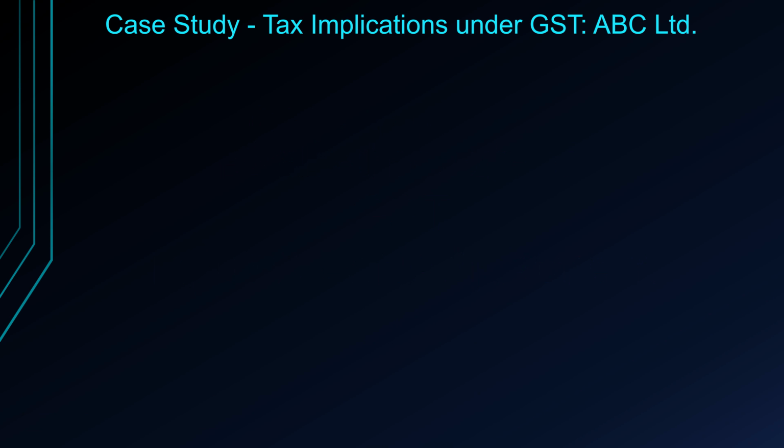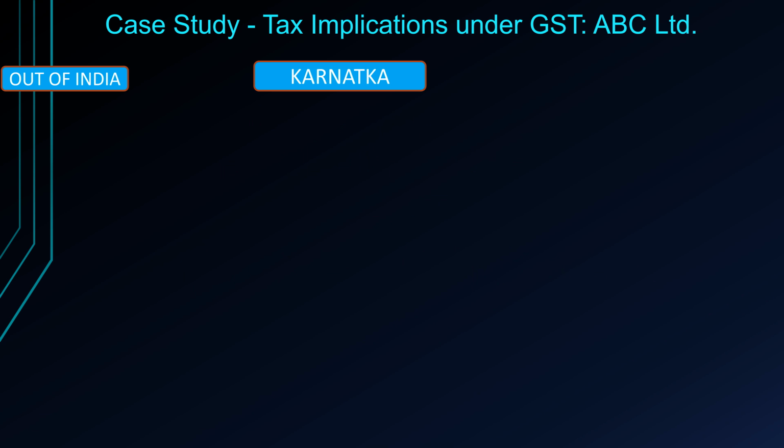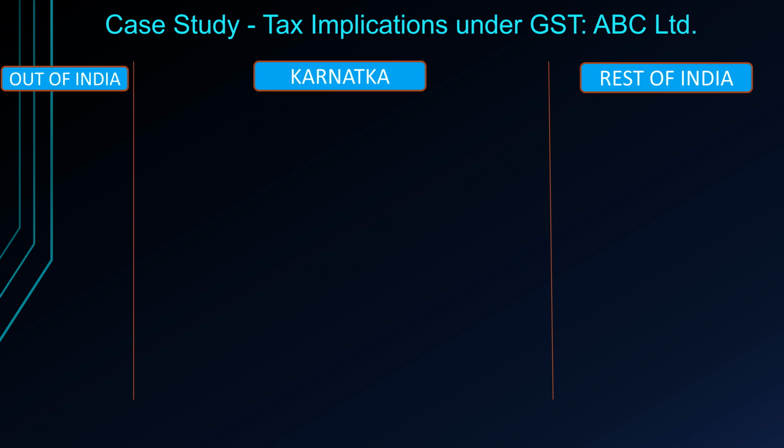So let's start with a small case study on ABC Limited. We will see the tax structures in GST for ABC Limited. Consider ABC Limited has their registered office in Karnataka. Now ABC Limited can have transactions with a person outside India or a person in any other state outside Karnataka within India. It could be a factory, a trader, or an SSE. In this case, we consider there's a factory in Karnataka.